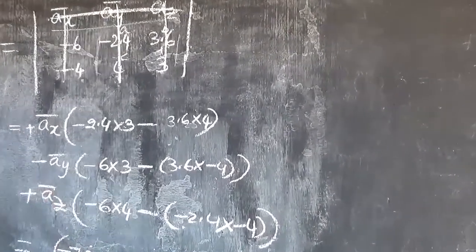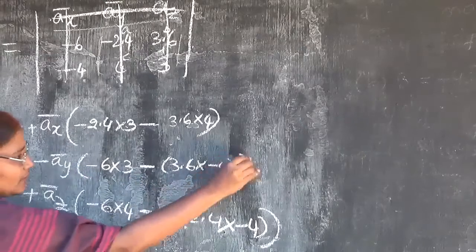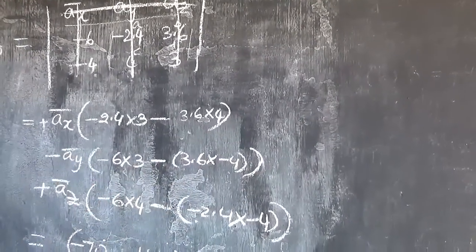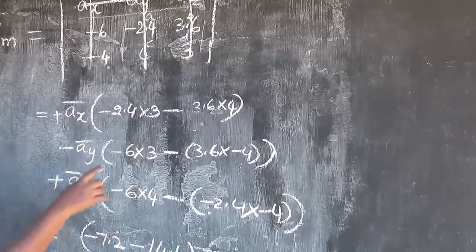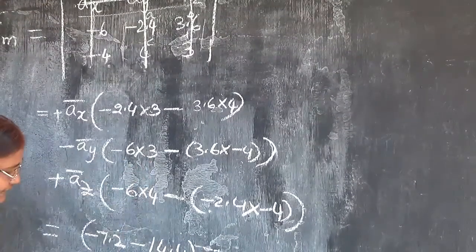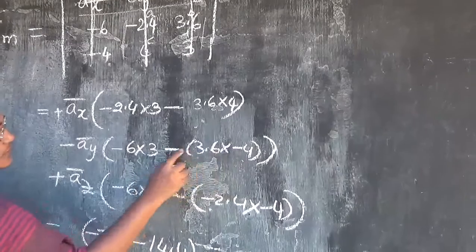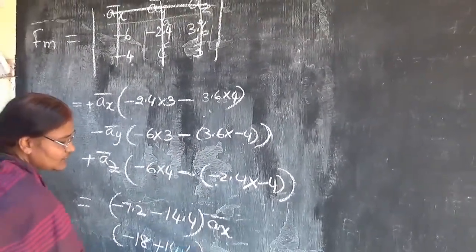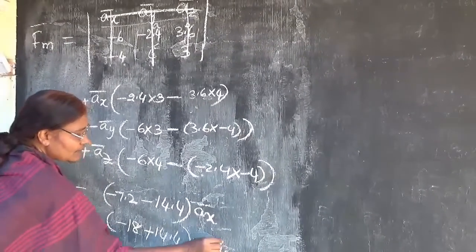Next, first we will expand this bracket, afterwards we will put the minus in there. So here minus 18, minus into minus plus 14.4 into minus Ay bar.